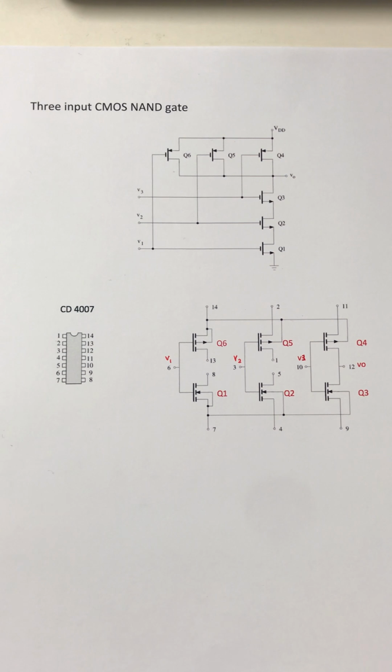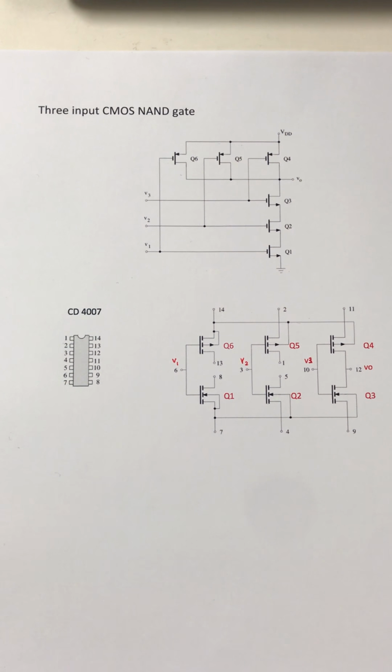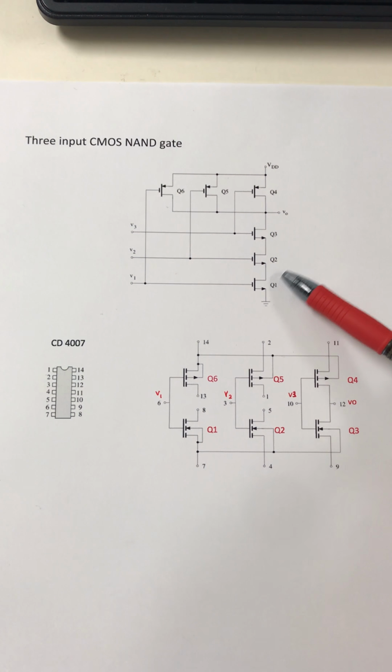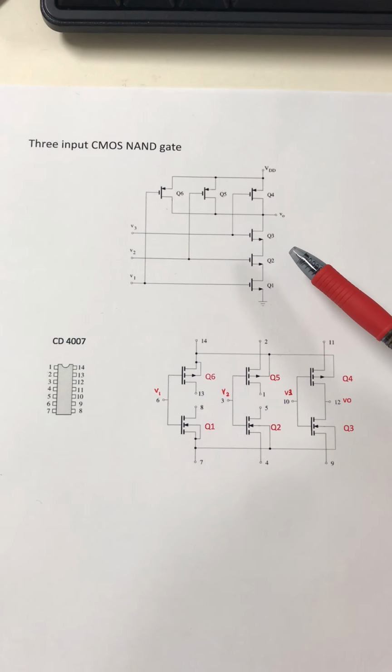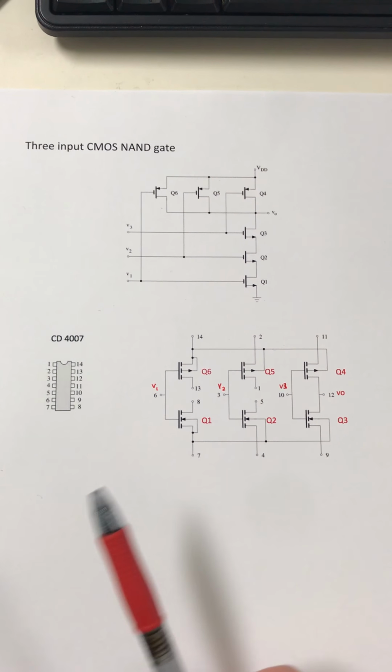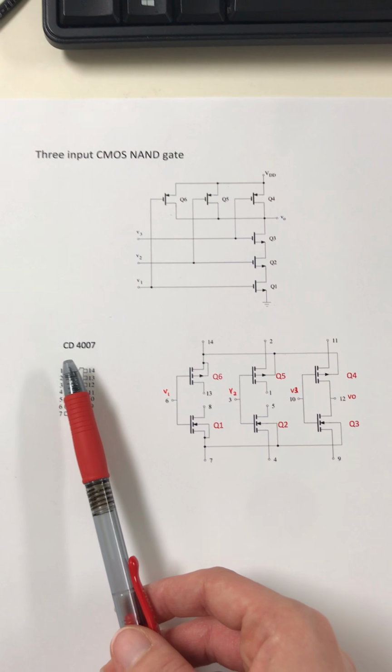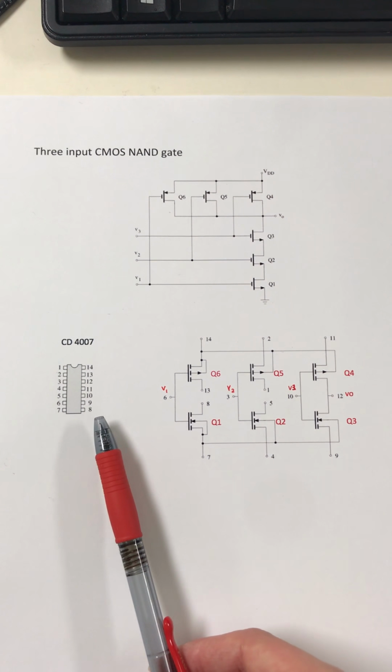Hello everyone, today we are going to build and test a 3-input CMOS NAND gate. We saw the circuit diagram in class and analyzed it, and now we want to build it in the lab and test it. For this purpose we are going to use a CMOS IC, the CD4007, that we have in the lab.